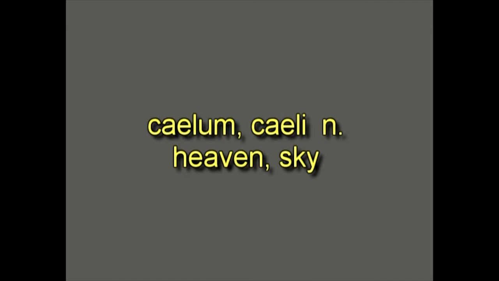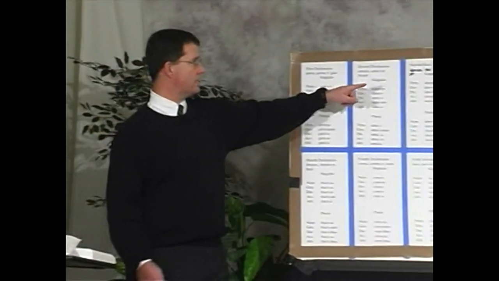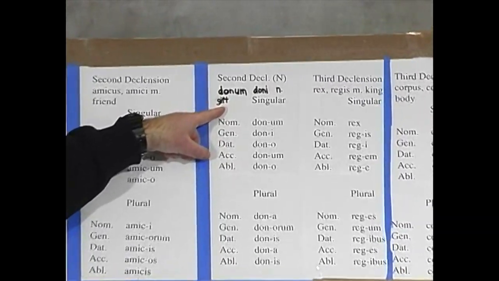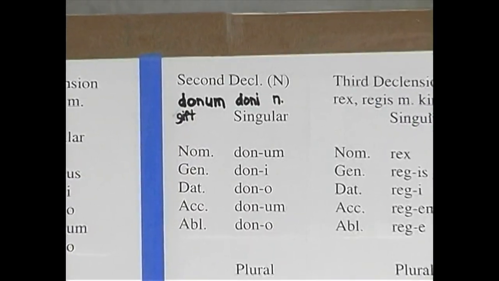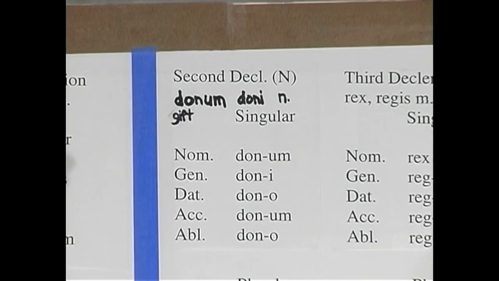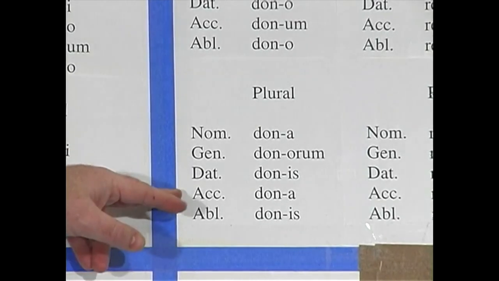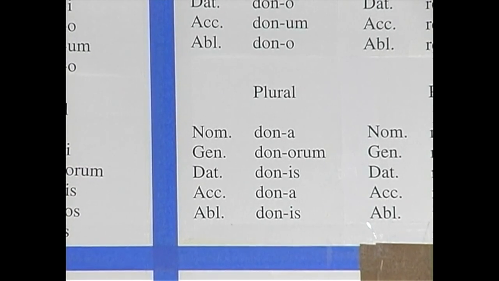How about the noun caelum? Caelum, caeli, neuter, heaven. Which declension does this noun belong to? Second declension, neuter, just like donum, doni. So it will decline caelum, caeli, caelo, caelum, caelo. Plural, caela, caelorum, caelis, caela, caelis.